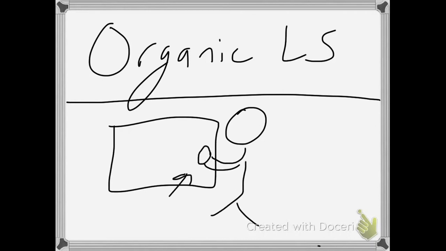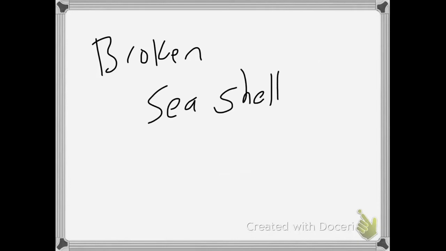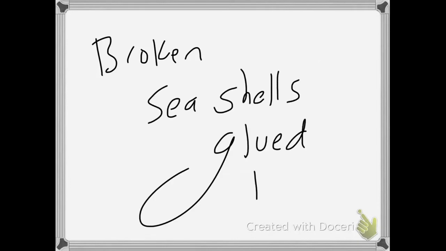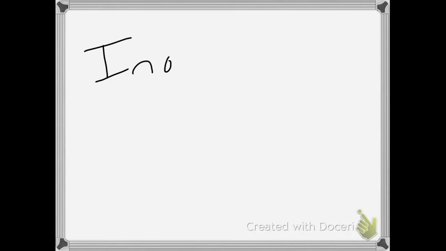So here's the first clue. This guy has got an organic limestone, and he's smearing the little critters all over the board. So that, of course, is a piece of chalk. Chalk is a form of limestone. What form of organic limestone is made of broken seashells that are glued together? And that is the oatmeal rock, also known as coquina.